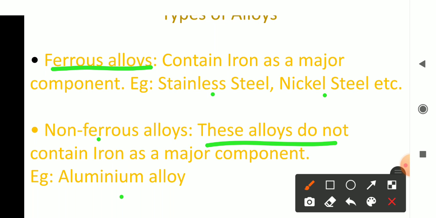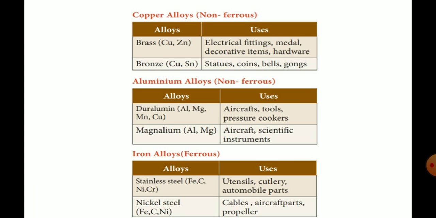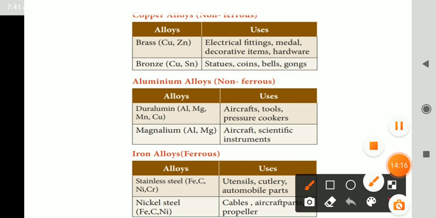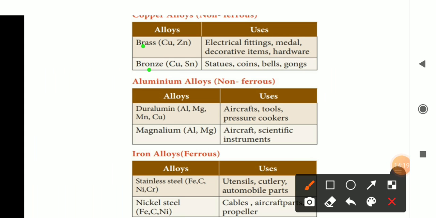Then finally we have the types of alloys. For copper alloys we have two examples. Those are brass and bronze. Brass na pittalai, bronze na vengalam. Brass is made of two metals, copper and zinc, whereas bronze is made of two metals, copper and tin. Then the uses of brass. Brass is used in electrical fittings, medals, decorative items and hardware. Bronze is used in making statues, coins, bells and gongs.